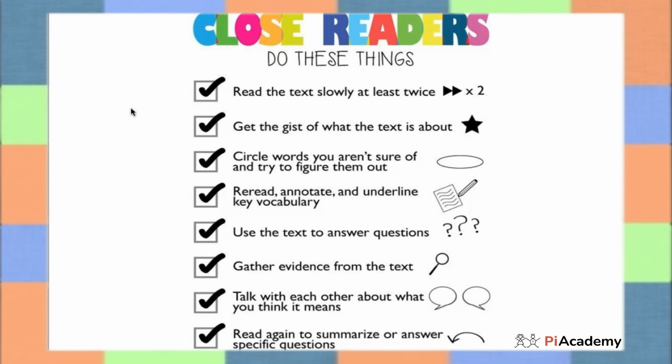Use the text to answer the questions. Sounds like an obvious one, but sometimes guesswork is involved. If it's guessed, then you need to go back to the text. You need to be 100% sure. So always go back to the text. Gather evidence from the text. And as I said before, talk a lot about a little. Zoom in. Talk amongst yourselves when you're practicing as well in class. Read again to summarize or answer specific questions.